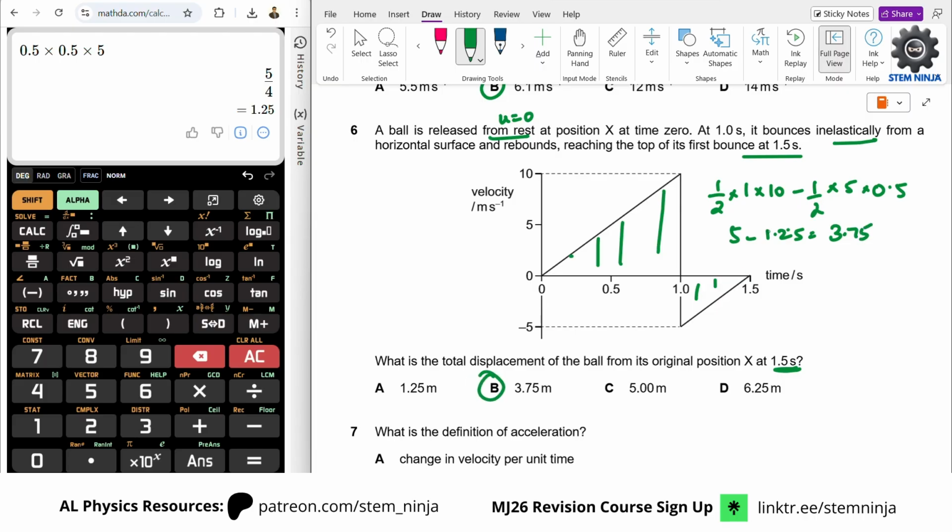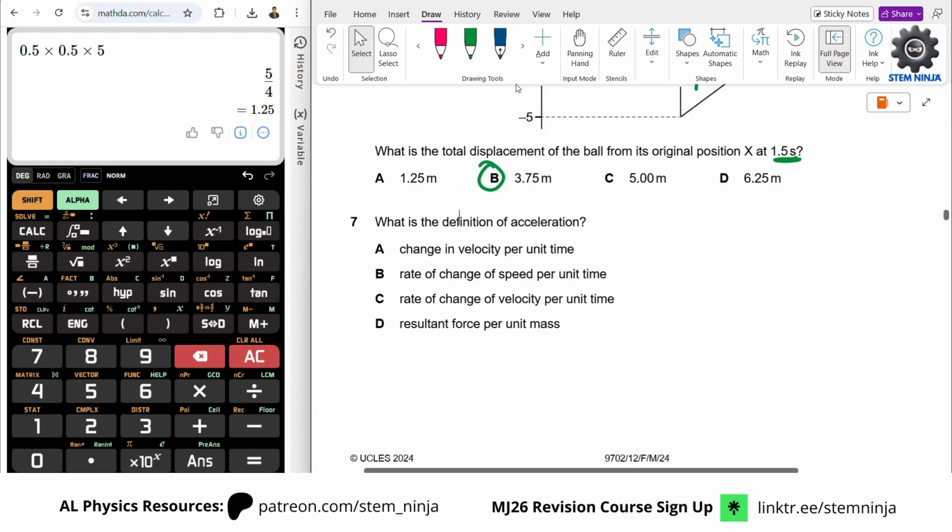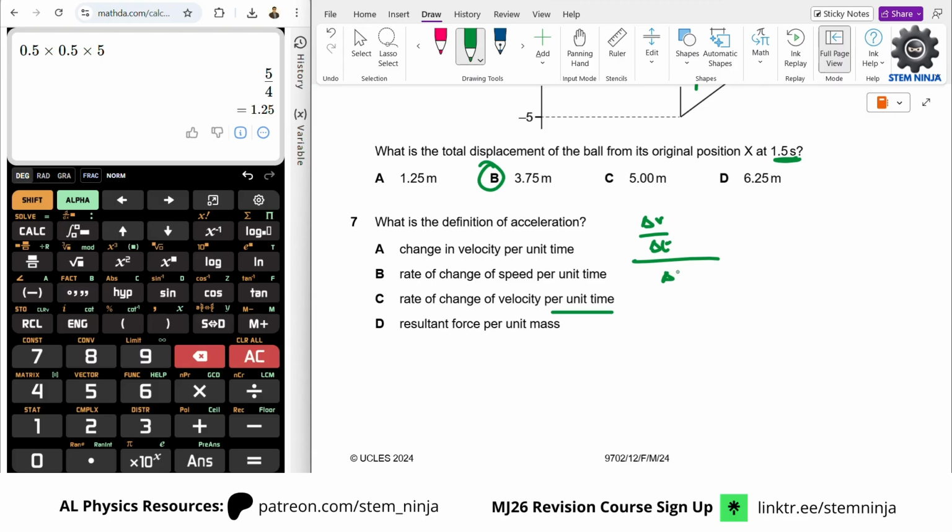3.75 net displacement basically. What is the definition of acceleration? So change in velocity over change in time, or rate of change of velocity. Per unit time would add an extra component of time over here. Had they said with respect to time, that would have been okay. So change in velocity per unit time.